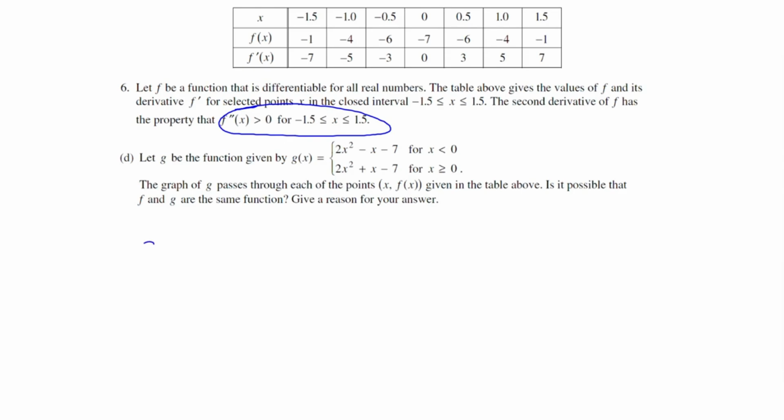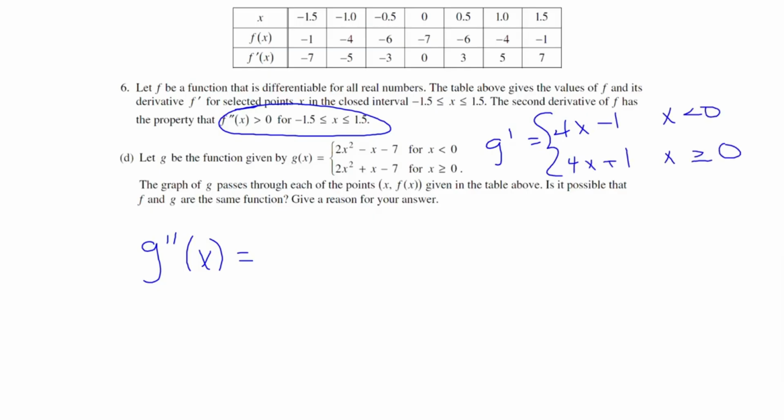So if I take the second derivative here, g double prime of x, for both of these, the first derivative is going to be 4x minus 1 for x less than 0, and 4x plus 1 for x greater than or equal to 0, right? But g double prime of x will always equal 4.